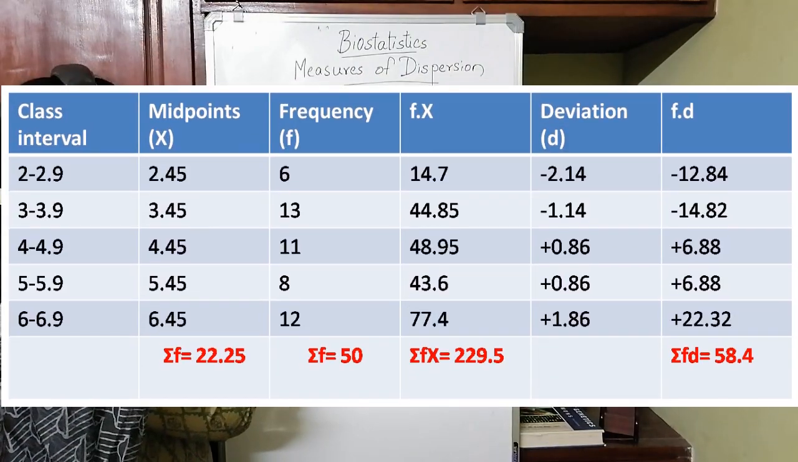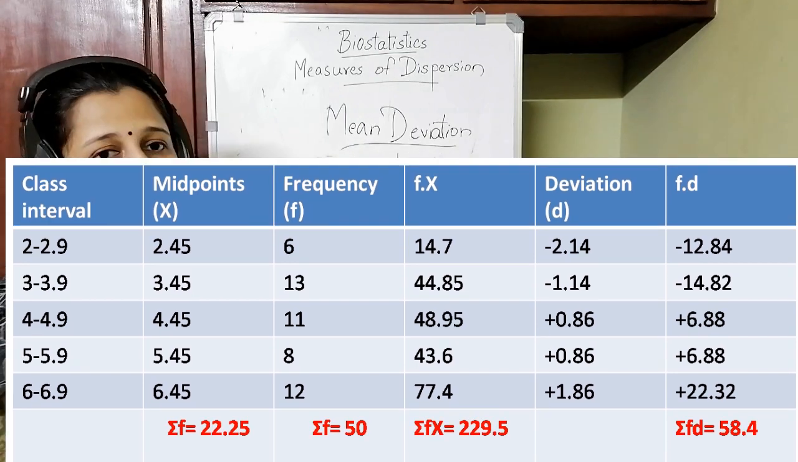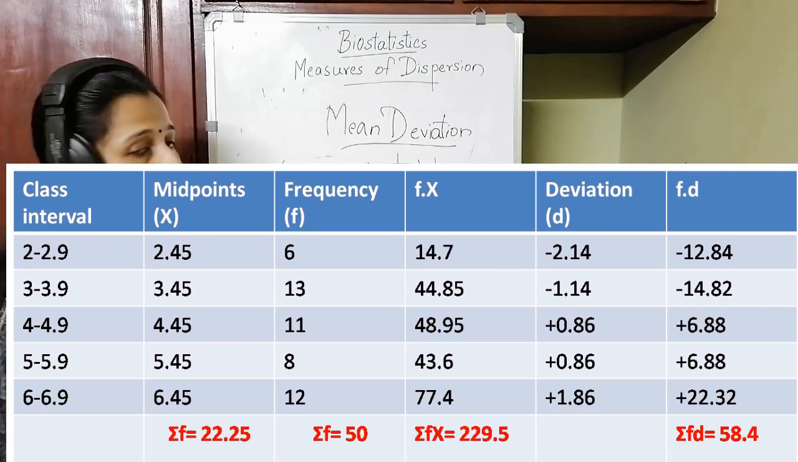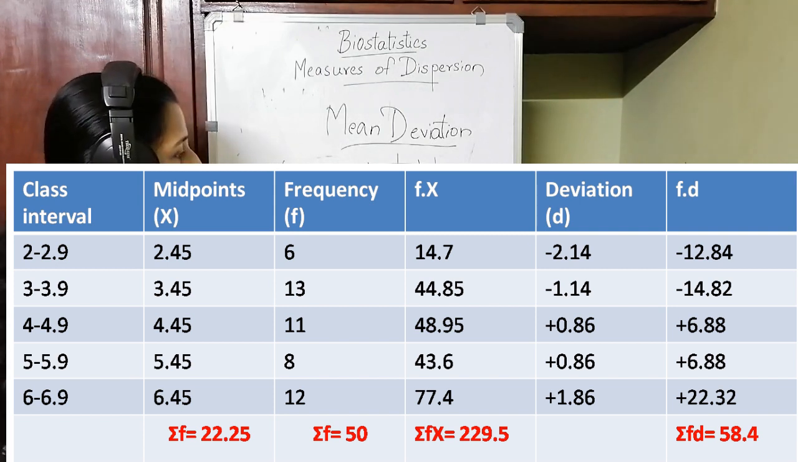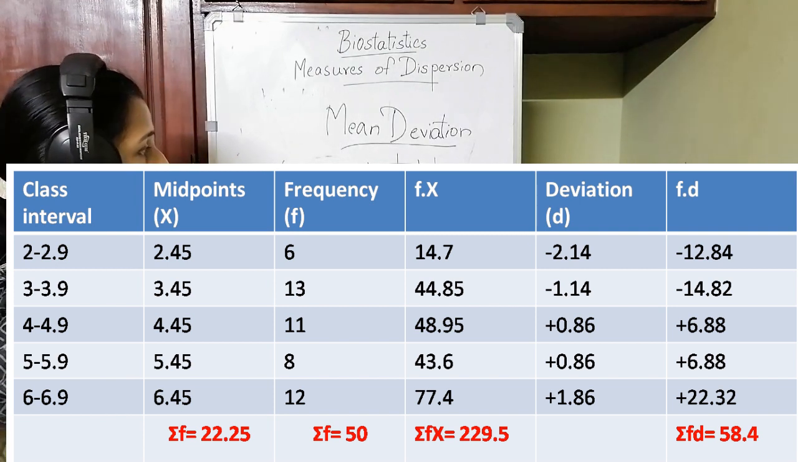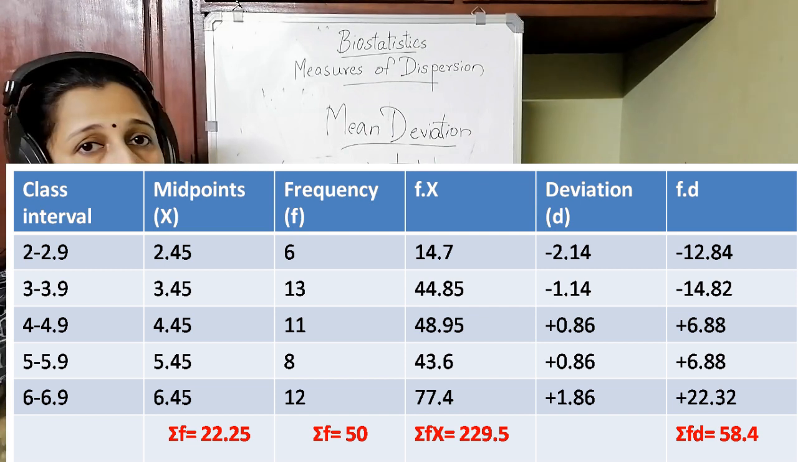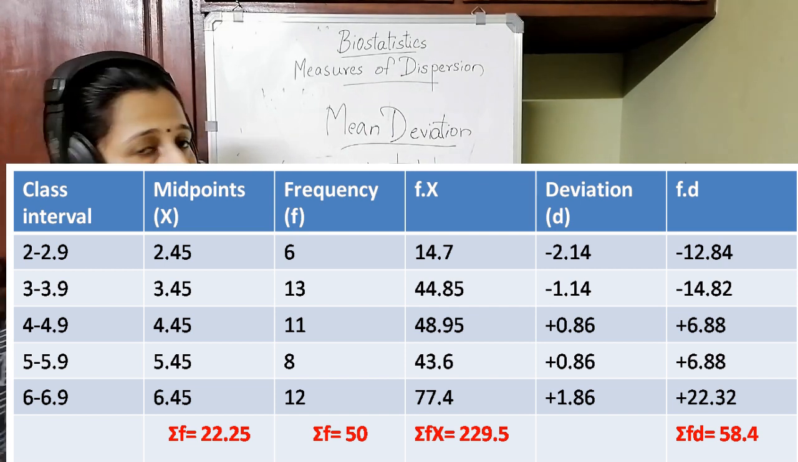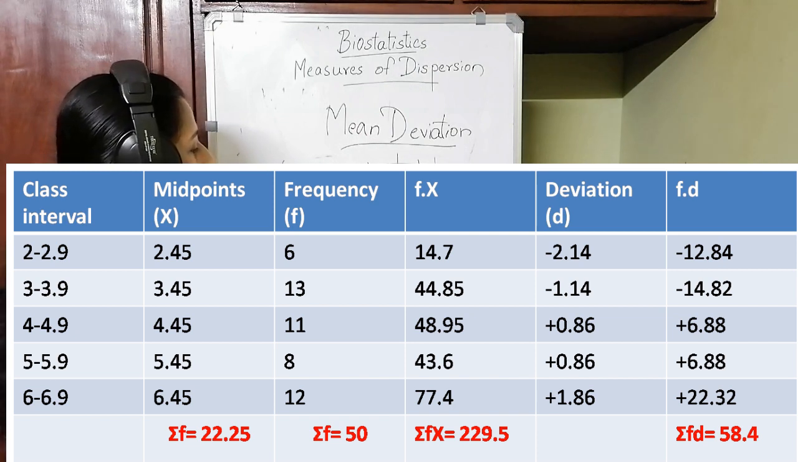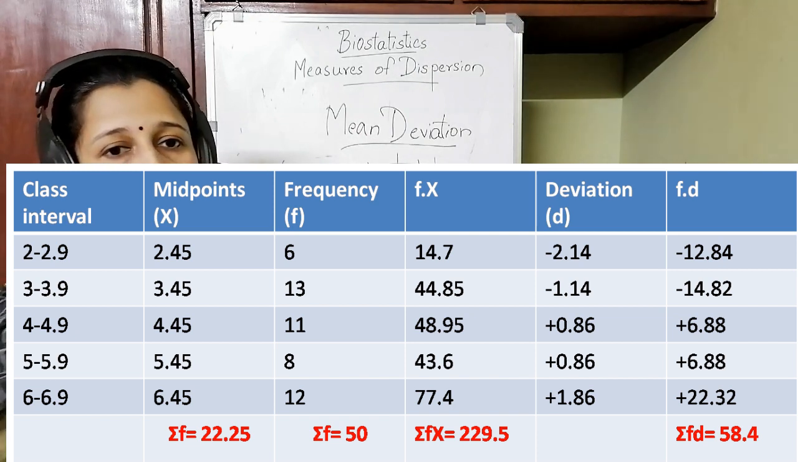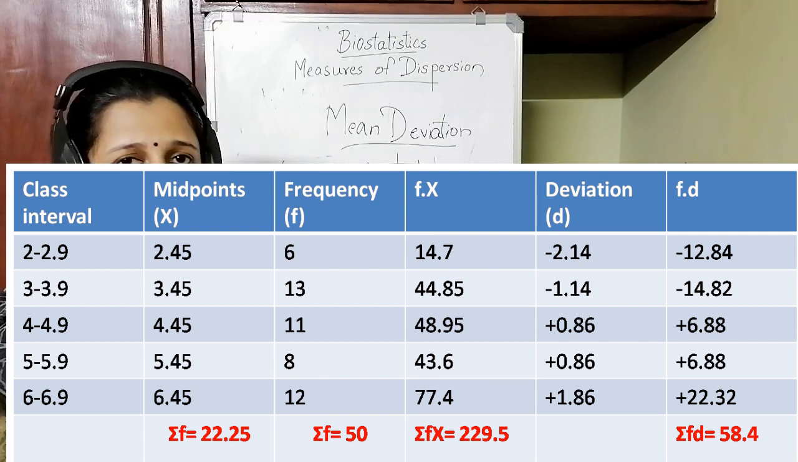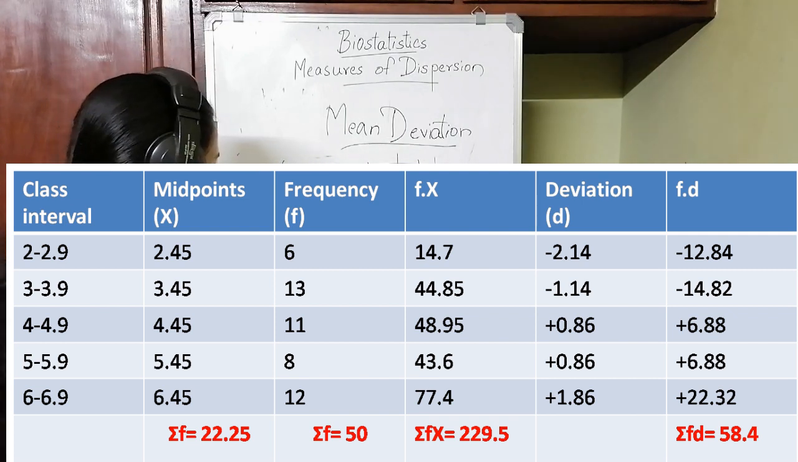For the class 2 to 2.9, the mid value comes to 2.45, and the frequency is 6. So f into x is equal to 2.45 into 6, which is equal to 14.7. Then you have to complete the column and find the value for sigma.